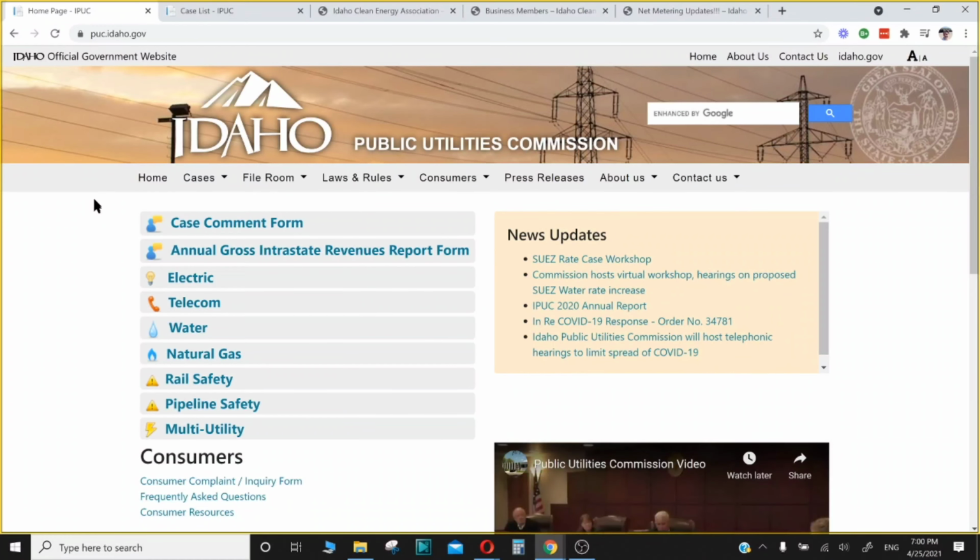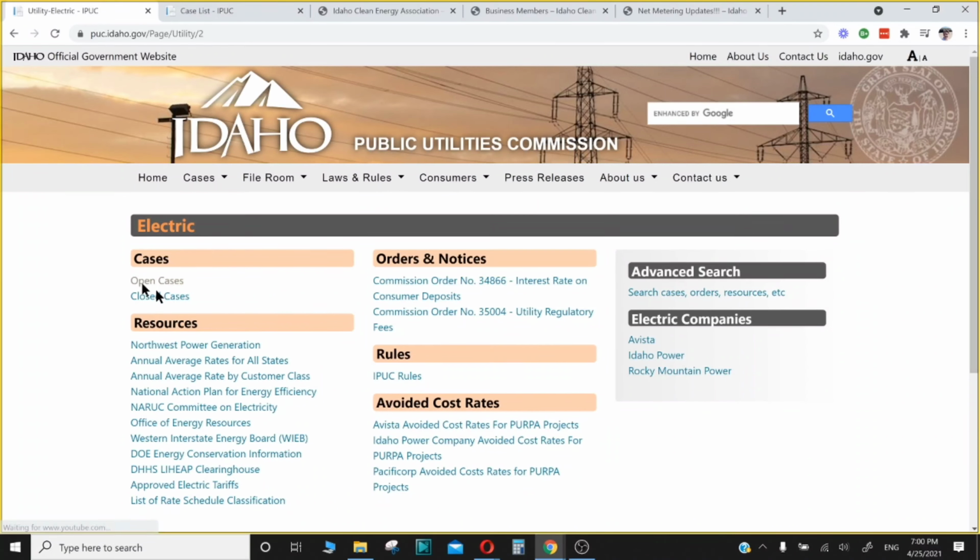So hopefully most people know that almost every utility company in America has a governing body or a boss. And in Idaho, it's called the Public Utility Commission. As you can see here, it's puc.idaho.gov. And they govern all of the utilities. So we can go to electric. You can see open cases, closed cases, anything that's been posted.